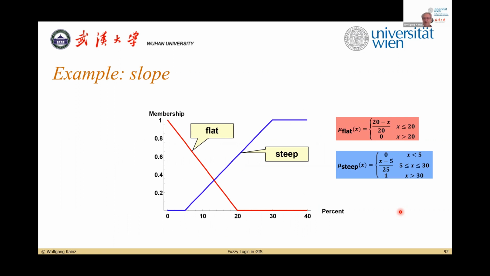So what we need, of course, are fuzzy membership functions for flat and steep slope. In our example, I have defined flat slope in such a way that from a slope of 0 degrees up to 20, the membership decreases. So 0 degree slope is definitely flat, and from 20 on, it's definitely not flat anymore. And steep slope is defined in such a way that up to 5 degrees, it's definitely not steep. Then it increases up to 25, and from 25 on, it's definitely steep.